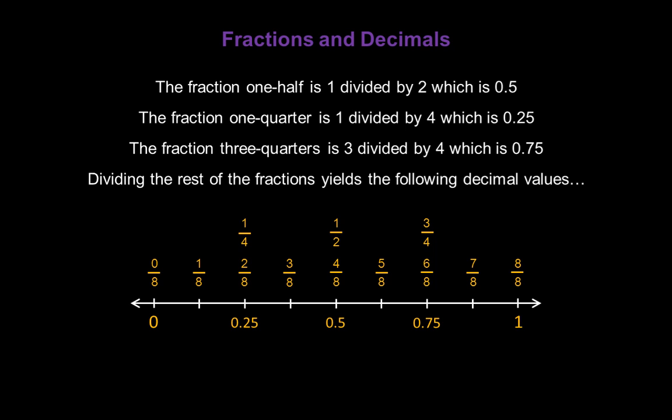And dividing the rest of the fractions yields the following decimal values. We already did 1 divided by 8, so we know that's 0.125. 3 divided by 8 gives us 0.375. 5 divided by 8 gives us 0.625, and 7/8 is 0.875.